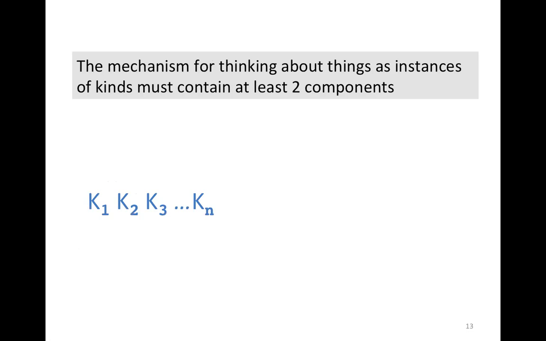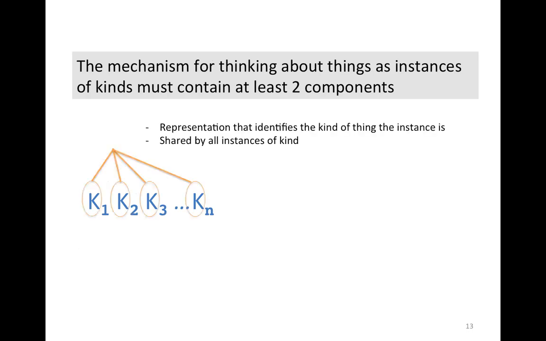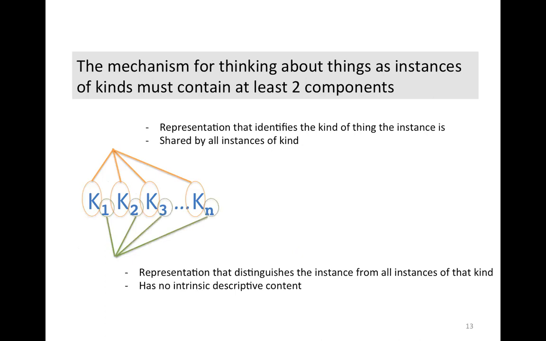Now, focusing on the instance of kind representations, we see that thinking about things as instances of kinds requires that the representation have at least two components. One component represents the kind of thing something is, and this is, of course, shared by all instance of kind representations of that kind. The second component represents what distinguishes the instance from all other instances of that kind. And here it's represented via an index which has no intrinsic descriptive content. And this captures the fact that we can think of two instances of a kind as being qualitatively identical. So Spot and Rover can be qualitatively identical and yet be two distinct dogs.